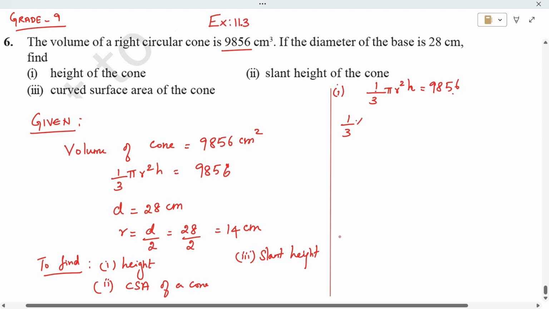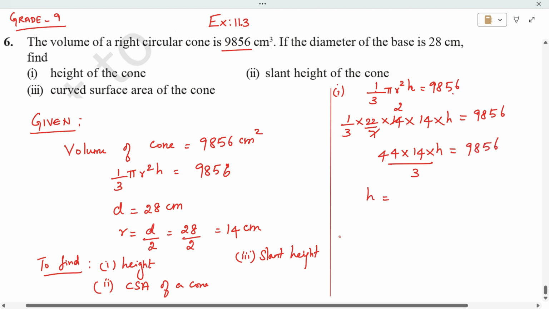So 1 by 3, pi value is 22 by 7, r takes the value 14 times 14 into h is equal to 9856. So cancel 7 and 14 two times. Is there any possibility of cancelling? No, right? So 22 times 2 is 44 into 14 into h by 3 is equal to 9856. So I can keep h on the left hand side, taking all the numbers to the right hand side. When we are transposing, the denominator will come to the numerator and the numerator will come to the denominator.